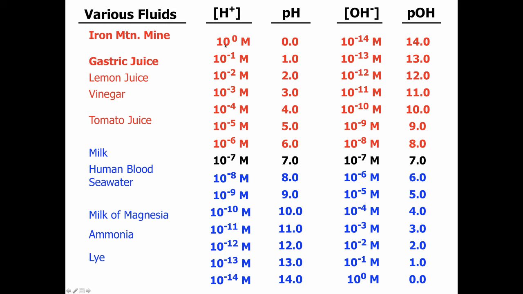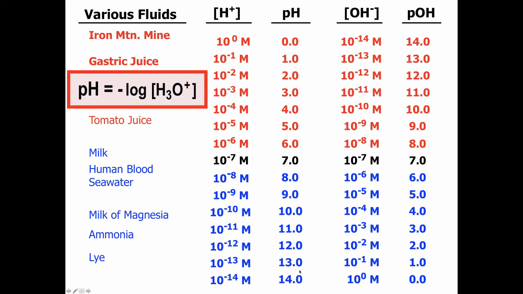And notice that as the H+ concentration gets smaller, the OH- concentration gets bigger. The product of the two is always 1 times 10 to the minus 14th. And then as the pH gets bigger, the pOH gets smaller, and the sum of those is always 14.